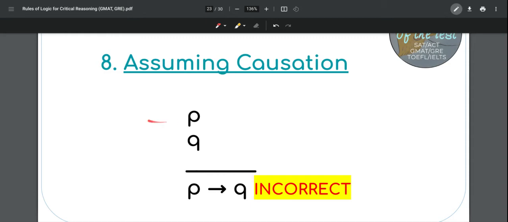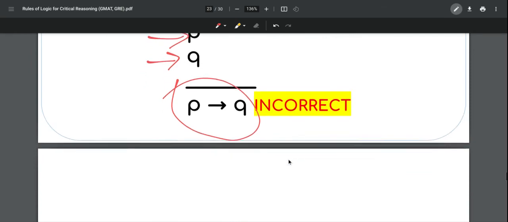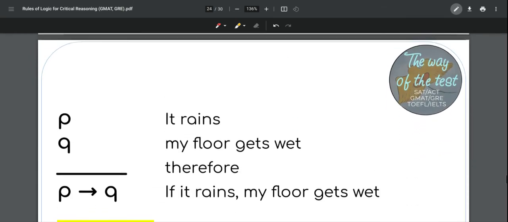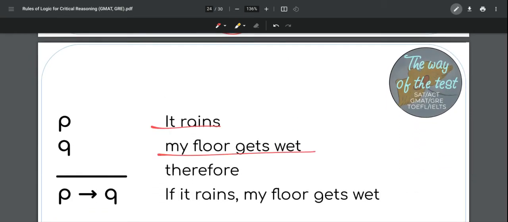So if you have P and we have Q, let's say those two things occur, or maybe occur one after the other, we may assume that one is causing the other. This is completely incorrect. Again, the way we exemplify this with natural language is like this. It rains, my floor gets wet. Therefore, if it rains, my floor gets wet.